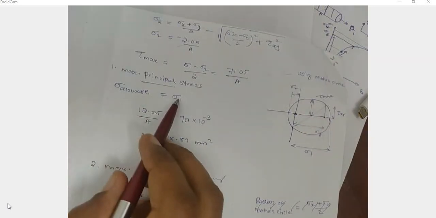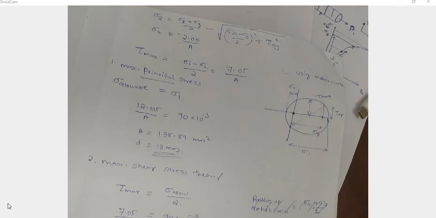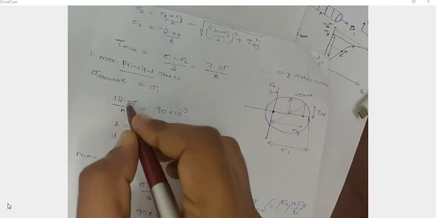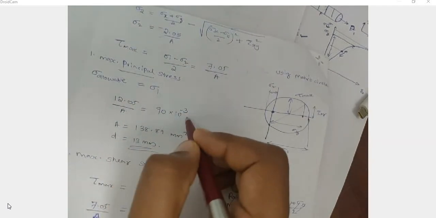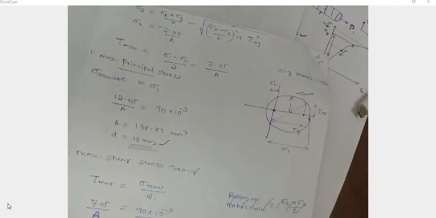So based on the first theory, tau allowable is equal to sigma 1. So tau allowable we already calculated as 12.05 by A. Sigma 1 is equal to sigma y, and we know sigma y is equal to 270 by factor of safety, which is 90 megapascal. So sigma allowable is equal to 90 into 10 raised to minus 3. From this we can calculate 30.